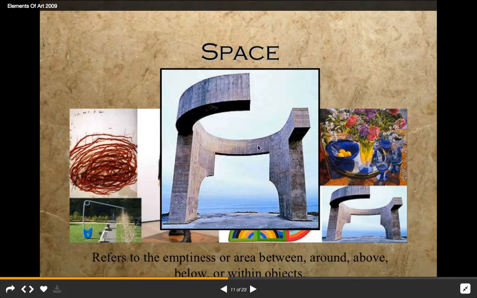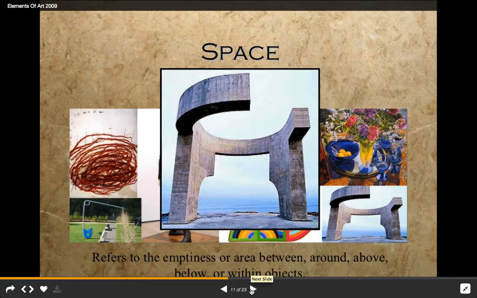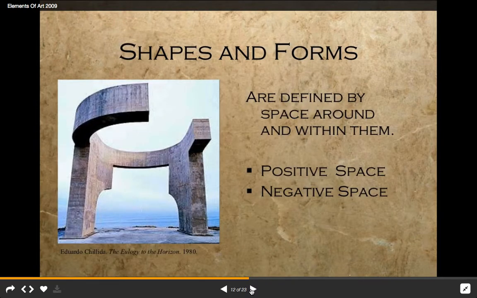The positive space would be the sculpture itself. And then our negative space is all of the areas that create this negative void throughout. And the negative space can be just as dynamic as the positive space. So we'll take a look here.